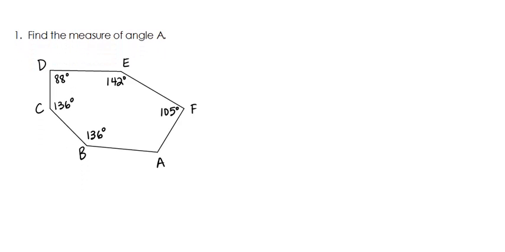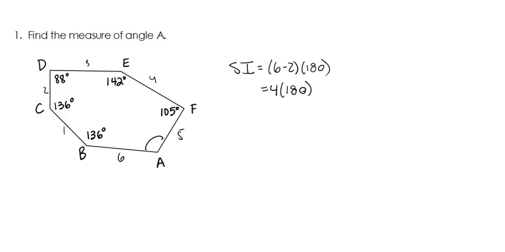With this first polygon, we want to find the measure of angle A, right here. Okay, so first identify which kind of polygon this is. There are 1, 2, 3, 4, 5, 6 sides. So if I want to find the sum of all the interior angles, I would do 6 minus 2 times 180. That was the first formula we covered. Okay, 6 minus 2 is 4. So 4 times 180. 4 times 180 is 720. So what that means is that all the interior angles of the shape add up to 720 degrees.